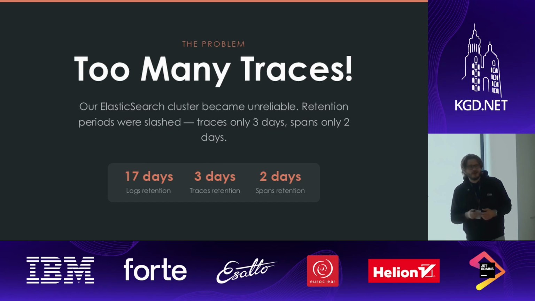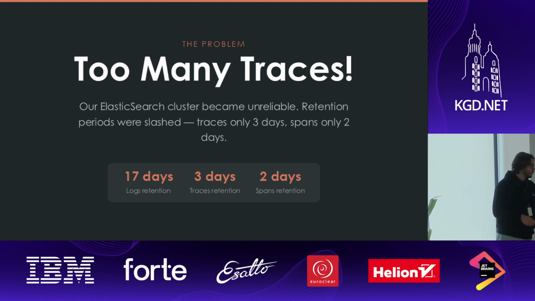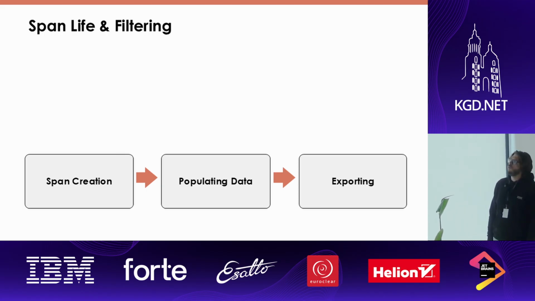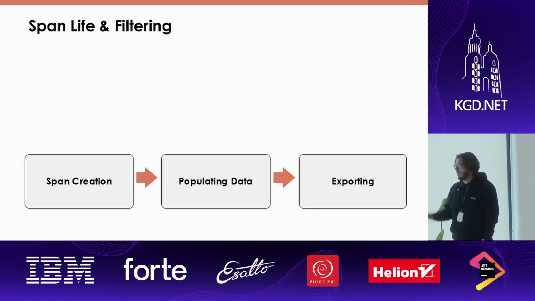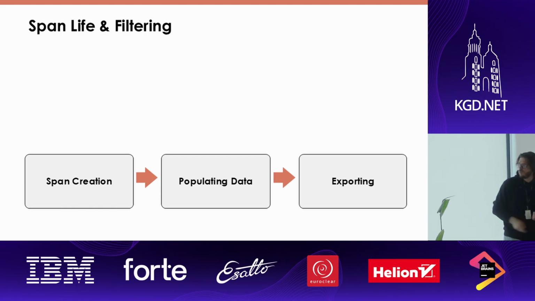The first thing which can come to your mind is filtering. Easy. And to understand how to filter our spans, we need to understand how spans live. Firstly, we have span creation. Then we populate the span with some data, tags, events, whatever, and then we export it to our OpenTelemetry backend, Datadog or New Relic or other stuff.